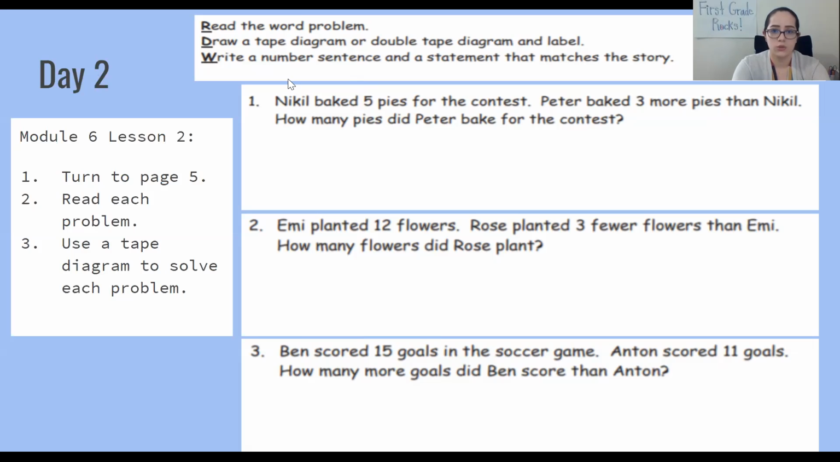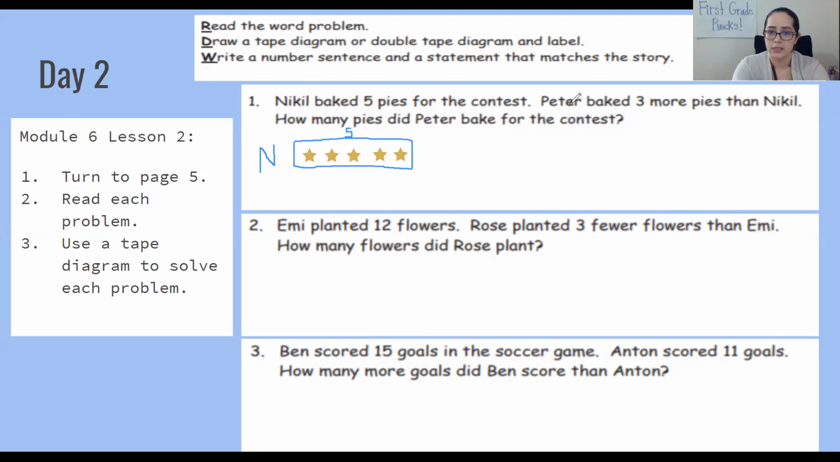I'm going to go back to the first sentence and see what I'm able to draw. So it says Nickel baked 5 pies for the contest. So I'm going to label this N for Nickel, and he had 5 pies. So 1, 2, 3, 4, 5. And I'm going to go ahead and box this off for my tape diagram. Okay, and I'm going to label this 5.